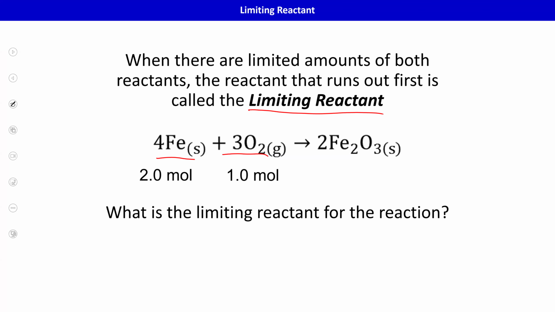So here's the reactions that we've seen before. Iron reacting with oxygen, so iron rusting. If we have 2 moles of iron and 1 mole of oxygen, how do we know what's going to run out first? I'll give you a hint, it's not necessarily the one you have less of. It might be the one we have less of.